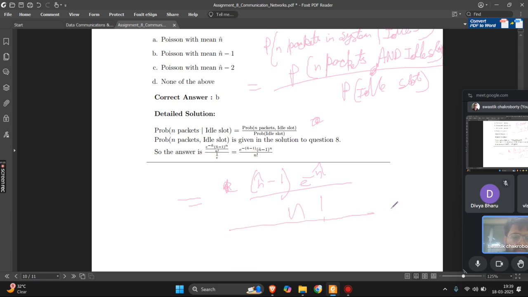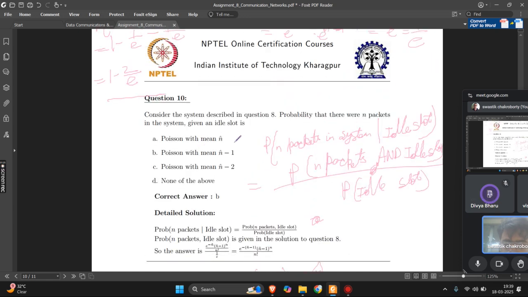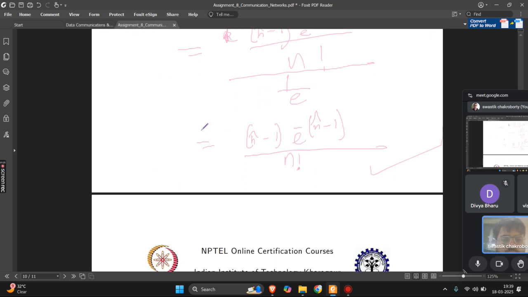And what is the probability of an idle slot? 1/e, that we have derived. So the correct answer is (n hat minus 1) to the power n, e to the power minus (n hat minus 1), by n factorial. So this is the correct conditional probability. Now, what is this? Is this Poisson with mean n hat, Poisson with n hat minus 1, or n hat minus 2, or none of the above?